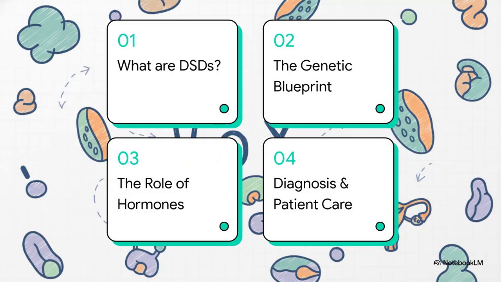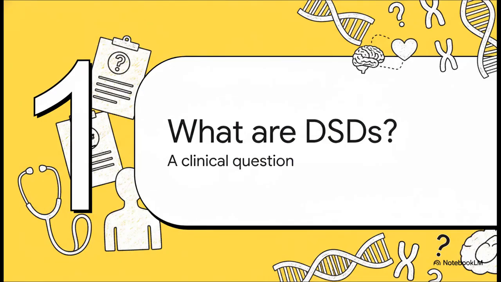First, we'll get a really clear handle on what DSDs actually are. Then, we're going to rewind all the way to the beginning and look at the genetic blueprint. From there, we'll see how hormones translate that genetic code into physical development. And finally, we'll wrap up with a modern patient-first approach to diagnosis and care. So first up, what are DSDs?